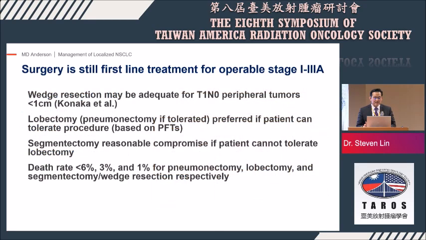Surgery is still considered the first line for operable stage 1 to 3. Wedge resection, of course, has recently been demonstrated to be adequate for patients with very early stage peripheral tumors. However, lobectomies and in some patients even pneumonectomies could potentially be an option for these patients. And then segmentectomy is a reasonable compromise. However, it has recently been shown as well that segmentectomy can have equally good outcomes for patients with small tumors. There's, of course, some incidence of postoperative mortality, but with treatment advances, the rates are low.